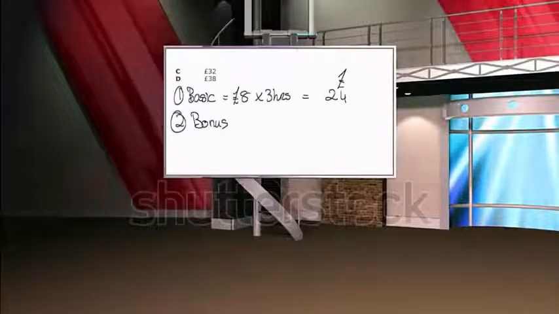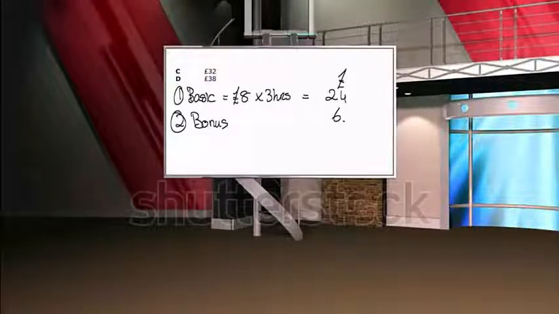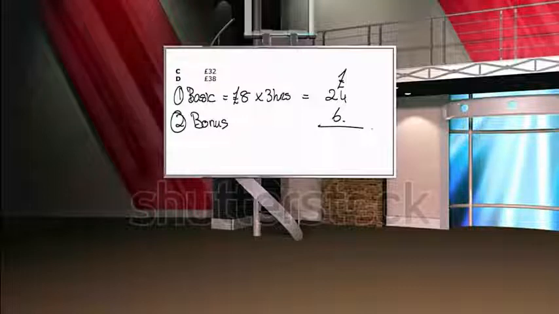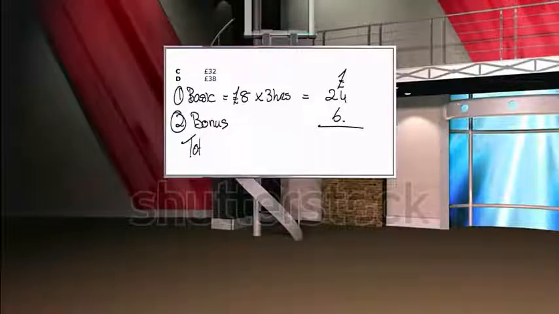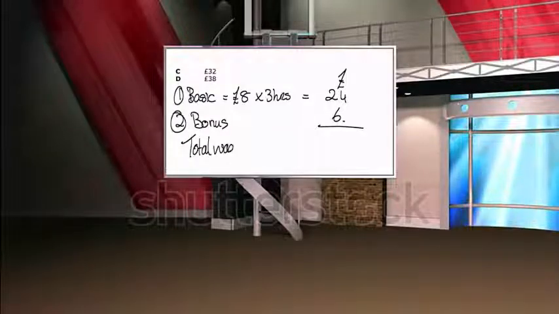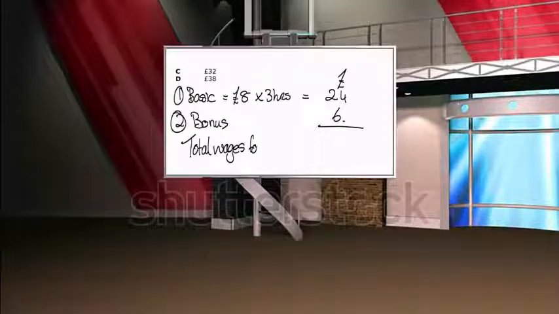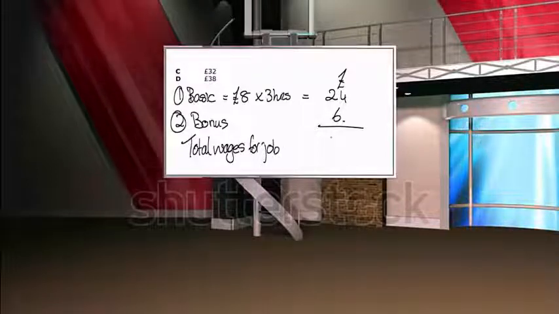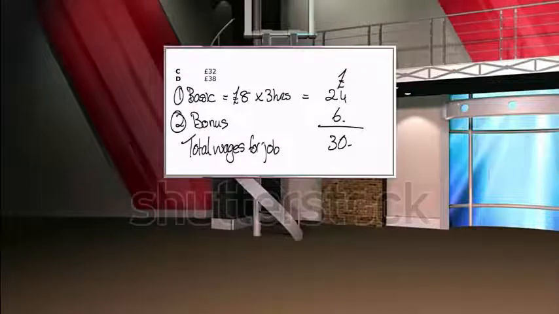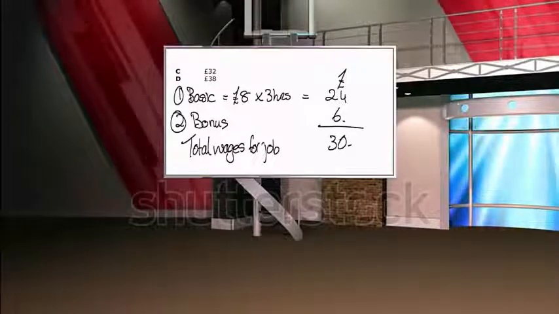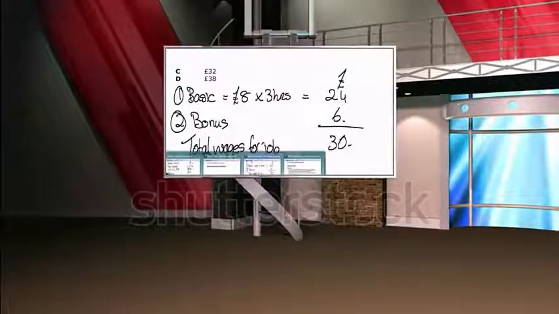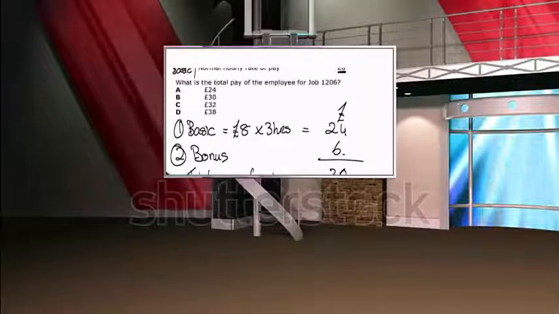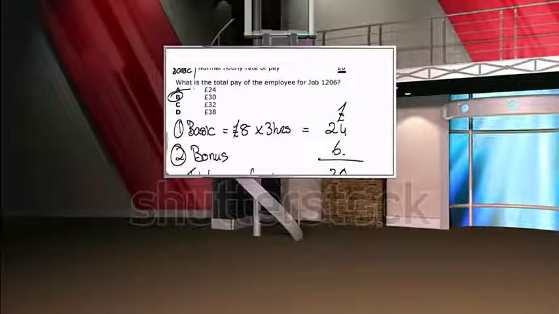We move this into our exercise, add it in. So we've got our basic and our bonus, so the total wages for the job are £30. It's a multiple choice question. Let's just have a look to see where it is. Option B, £30.